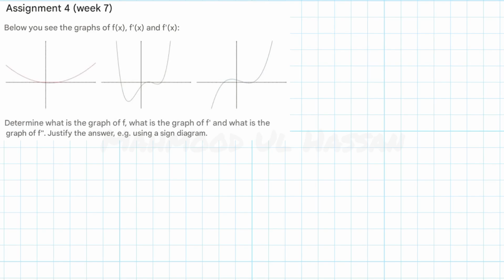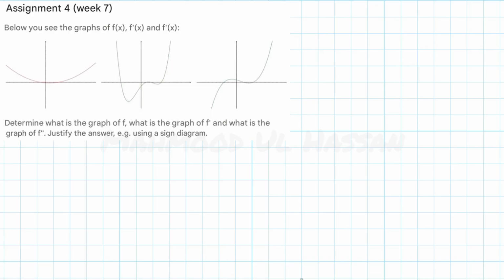Hello viewers, this is Mahmood, and in this video we are going to solve a problem that is related to the graphs of the function and its derivatives. So below you see the graphs of f of x, f prime of x, and f double prime of x. We have to determine what's the graph of f, what is the graph of f prime, and what is the graph of f double prime. Justify the answer using a sign diagram.